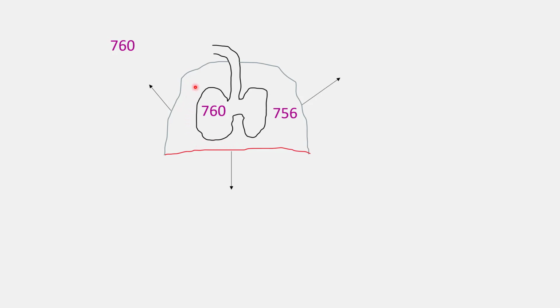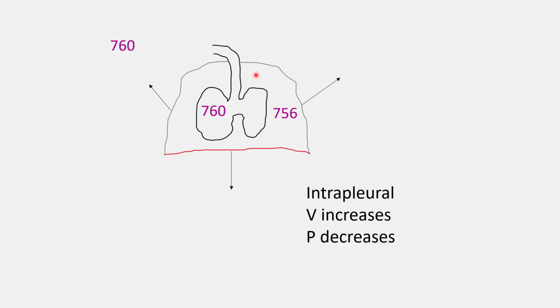Think about this area right here, the intrapleural space. What's going to happen to it? Is it going to get bigger or smaller if the ribs move up and out and the diaphragm moves down? Well, the intrapleural space is going to get bigger. We say the volume of the intrapleural space increases. Well, if the volume increases, what's going to happen to the pressure in the intrapleural space? It's going to drop. It's going to decrease.